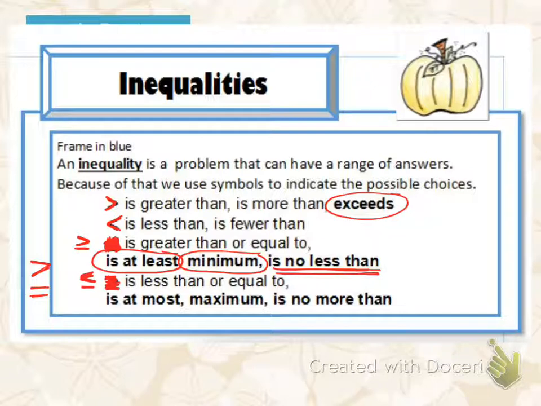Okay? So that one is called is less than or equal to. You could also see it worded is at most. You could also see the word maximum. And you could see is no more than. Is no more than. In other words, is not more than, which means it could be less than or equal to, but not more than. Okay?